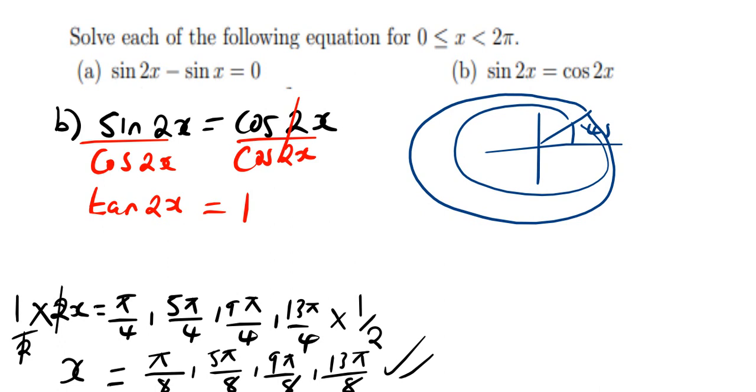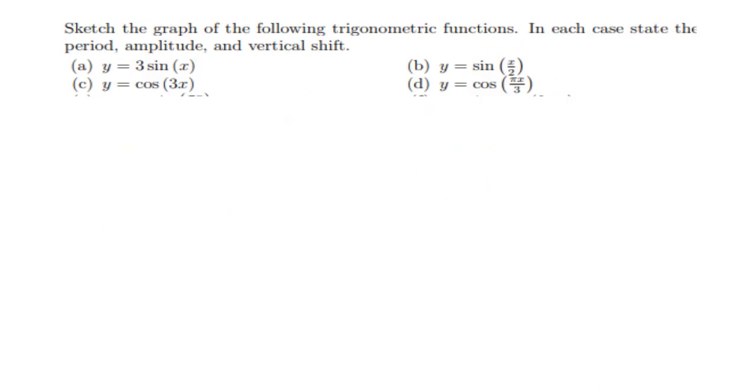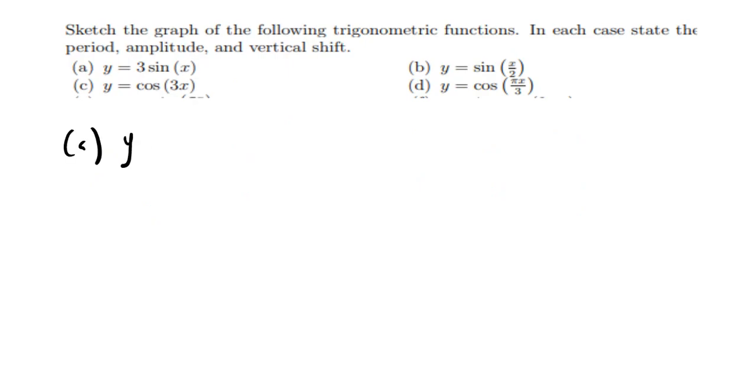Okay, so sketch the graph of the following trigonometric function. In each case, state the period, the amplitude, and the vertical shift. So this will be the last question. Let's start with the first one. So we are saying y is equal to 3 sine of x.